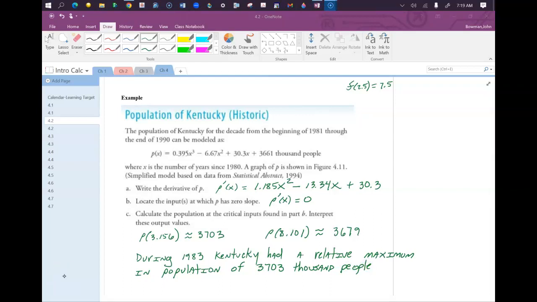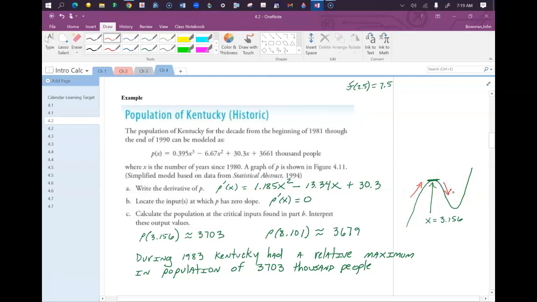Now you might be asking how I would know that it's a relative maximum. So if you think about the graph that we were given earlier, it kind of went like this and then like that. So I know that this relative maximum occurred right there at an x value of 3.156. The better way to think about that, without having to think about the shape of the population function, is thinking about the fact that the derivative went from positive slope to negative slope.